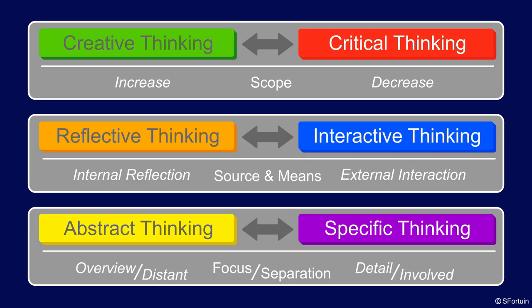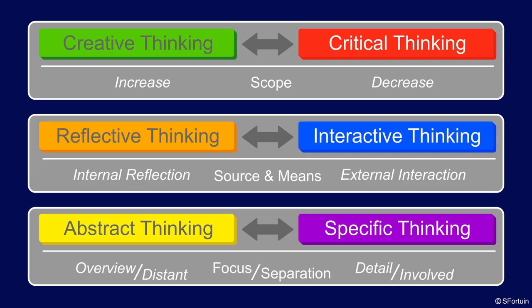Abstract thinking shifts our focus toward gaining an overview, away from details, and involves the use and generation of more abstract or conceptual artifacts. Abstraction also relates to taking some distance from the matter at hand. On the other side, specific thinking shifts our focus to details and generates more specific artifacts. It also relates to a closer level of observation and involvement.